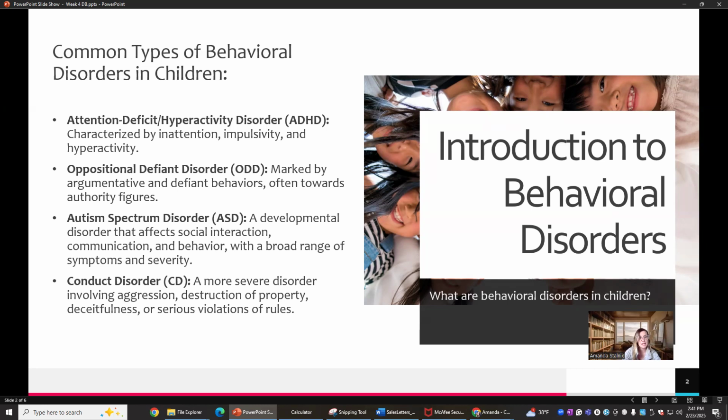ASD is a neurodevelopmental condition that affects communication, social interactions, and behavior. Children with ASD may have difficulty understanding social cues, communicating effectively, and engaging in play with others. And last but not least, conduct disorder, CD. It's another behavioral disorder. Unlike the disorders we previously discussed, CD is typically more severe and is marked by a consistent pattern of behavior that violates the basic rights of others or societal norms and rules.